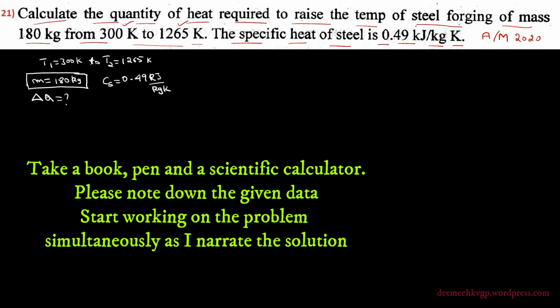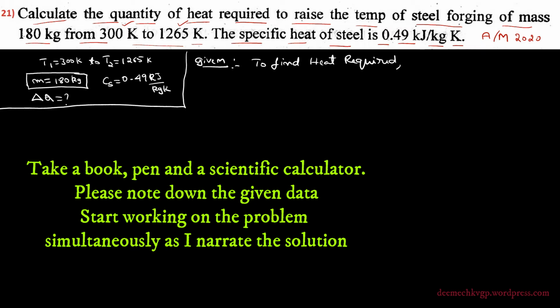Let's write down the given data. Calculate the quantity of heat required to raise the temperature of the steel forging. Heat required is denoted by Q, and for the steel forging, let me denote it as Qs, equal to question mark. We have to find this. Next, the mass of steel. Mass is denoted with small m. Mass of steel, let me denote as ms, is equal to 180 kg.